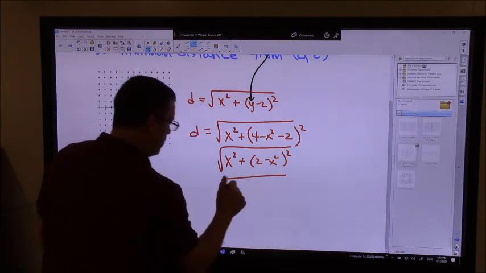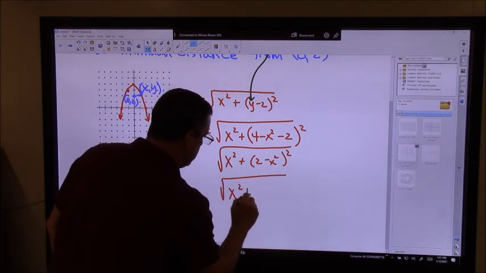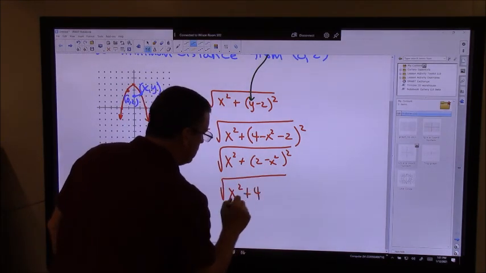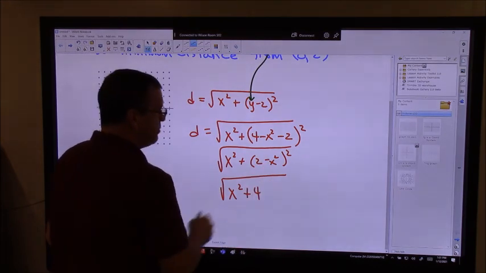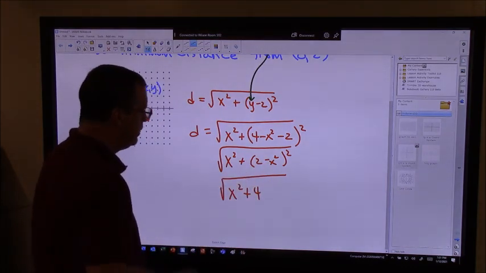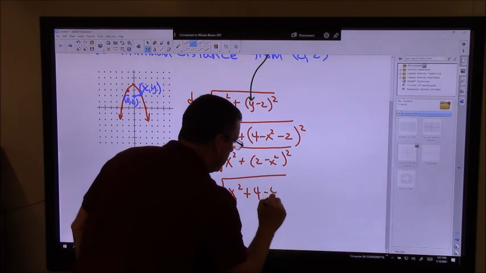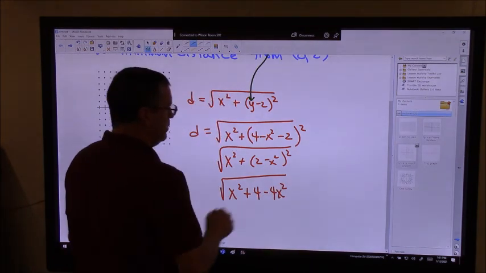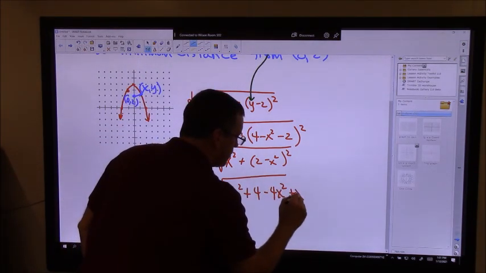So let's see, I've got x squared plus 4 minus 2, that's 2, minus x squared, and I got to square that, still have the square root. If I square this thing, I get x squared plus, square the first term, 4, multiply the 2 and double it, so that'd be a negative 2x squared. Double it, you get a negative 4x squared. And then you square the last term, you get plus x to the 4th.